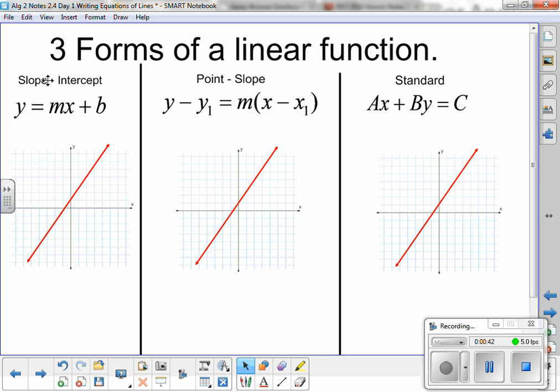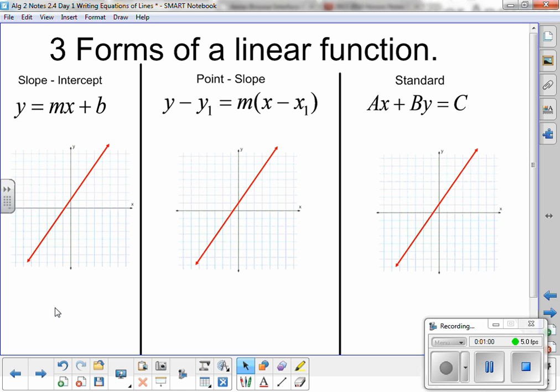So just a little recap here, three forms of a linear function. There's slope intercept, that's the most familiar one, point slope, and standard form. So these are all the same graph here. I just wanted to show you what each of these different forms kind of tells us.